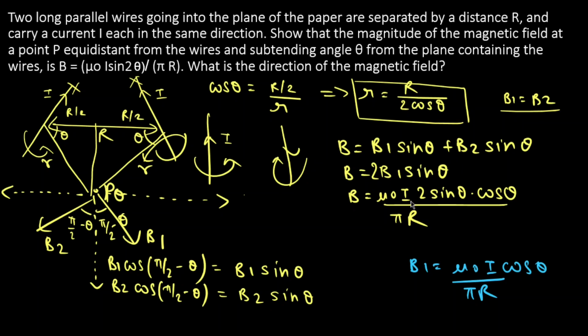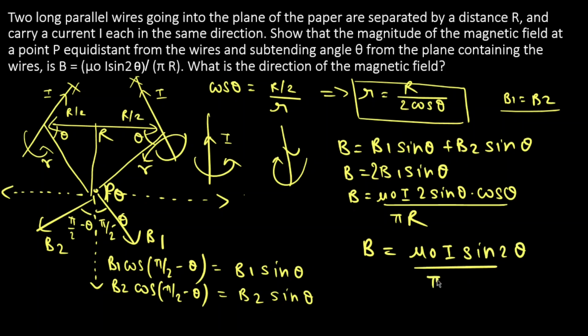So putting this value of b1 here, we can write B is equal to mu naught I 2 sin theta cos theta upon pi r. Now since 2 sin theta cos theta is sin 2 theta, B is equal to mu naught I sin 2 theta upon pi r, which is the same thing that we had to prove in the given question. So I hope you understood this sum. Let's look at the next sum.